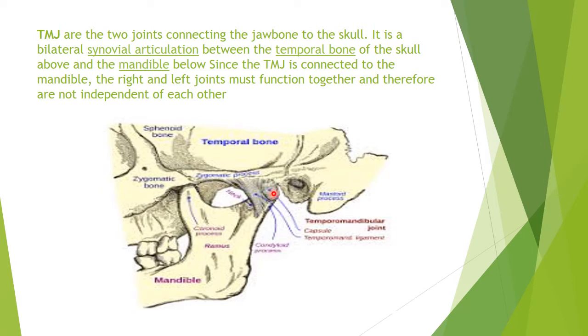The right and the left joints must function together and therefore are not independent of each other. So it is the joint that connects the mandible to the temporal bone of the skull.